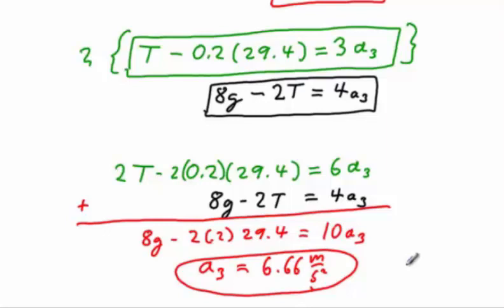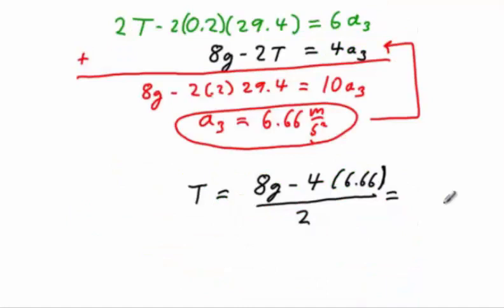What we need to do with that result is plug it into either equation. The second one seems simpler, in order to solve for the tension. Tension is 8g minus 4 times the acceleration, divided by 2, which in newtons is 25.9 newtons.